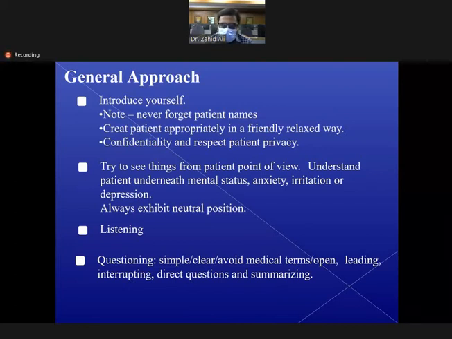And then you have the right to ask frequent questions. Simple, clear, avoid medical terms. Leading, interrupting questions should not be there. Direct questions. You don't have to interrupt the patient, but sometimes if the patient is not giving proper information, then you can interrupt. I hope you understand, because this is very important. The first step is you should be a good listener. You should be appropriately mannered, and you should be able to relieve the anxiety of the patient, right? And very important is the privacy of the patient.